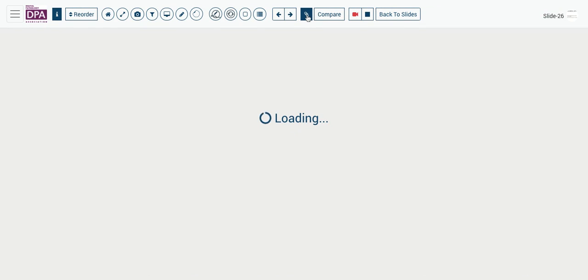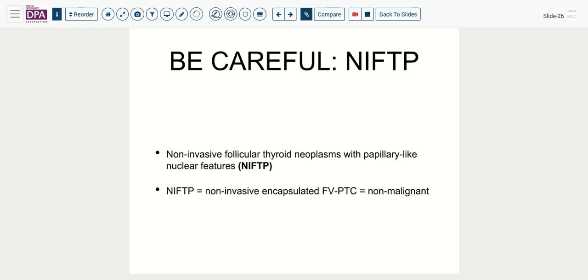So let's move on now and talk about non-invasive follicular thyroid neoplasm with papillary-like nuclear features, NIFTP. So I've alluded to this before. This is a non-invasive encapsulated follicular variant of papillary thyroid carcinoma, but it is non-malignant. So it is not classified as something that bodes ill for the patient in terms of longevity. The difficulty, of course, is that it is a challenge cytologically to make this diagnosis without examining the entire capsule.